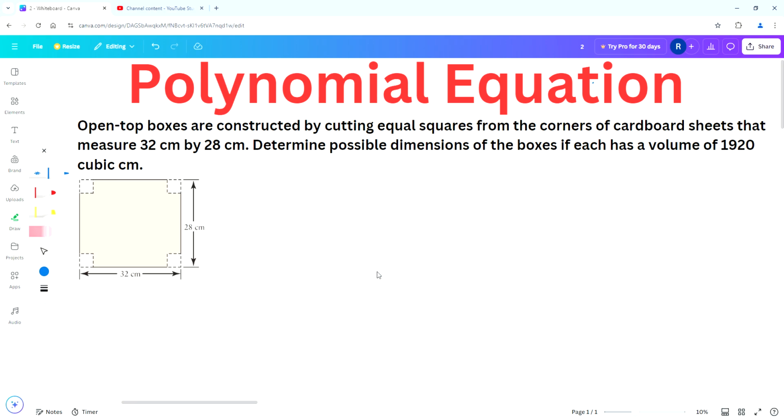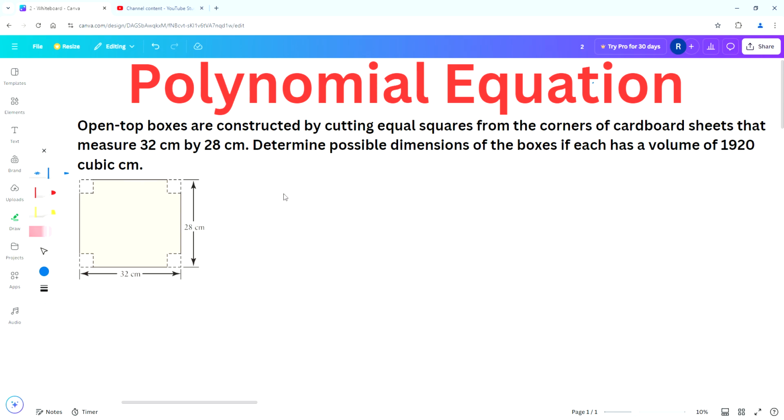In this video, we'll solve this problem using the concepts of polynomial equation. As per the problem, open top boxes are constructed by cutting equal squares from the corners of cardboard sheets that measure 32 cm by 28 cm. Determine possible dimensions of the boxes if each has a volume of 1920 cubic centimeter.